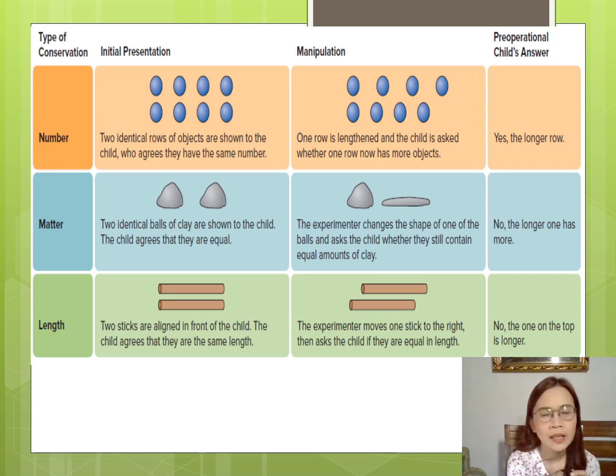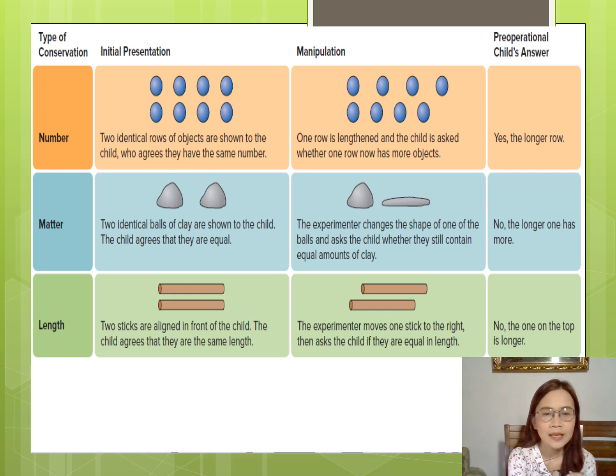And then, next, the matter. There are 2 identical balls of clay that are shown to the child. The child agrees that they are of equal amount. But when you change the shape of the other clay, flinaten mo siya, and then you ask the child which has more clay, ang isasagot niya ay yung naka-flatten, kasi mas mukha na siyang mas malaki, mas mahaba, kesa dun sa isang ball of clay.